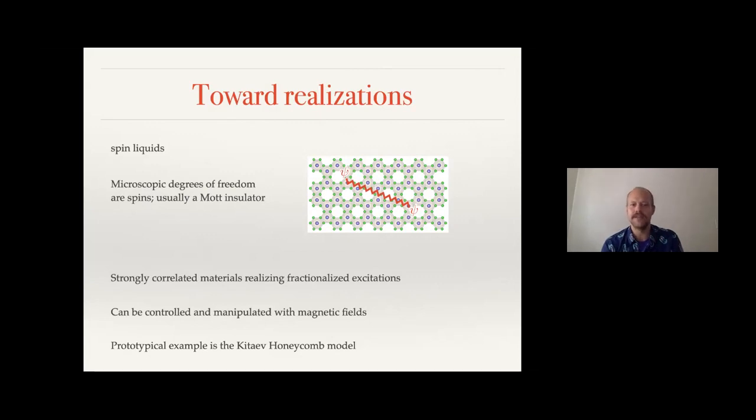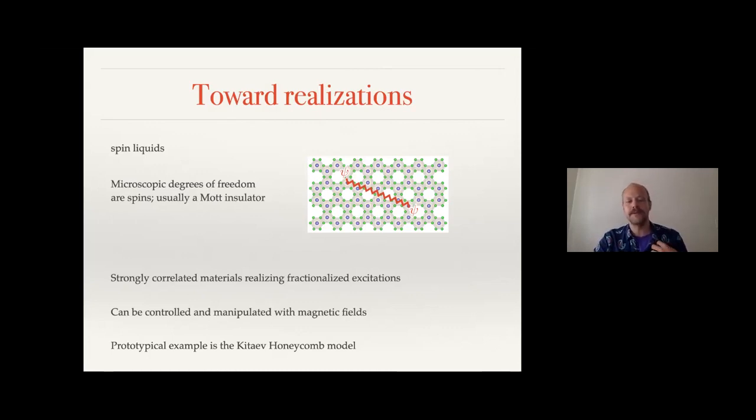So generally, these are strongly correlated materials. They'll realize a number of fractionalized excitations. What I'll be focusing on today are materials that realize the Ising non-Abelian topological order. And so you might think that it's more natural to control and manipulate these systems with magnetic fields. But what I'd like to focus on today is complementary probes involving electrical leads.